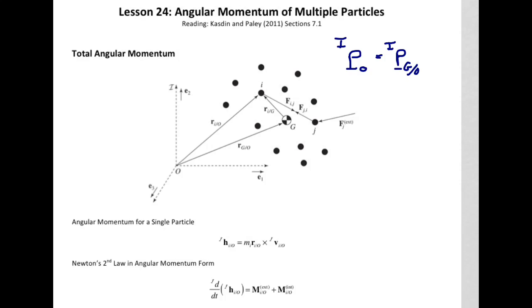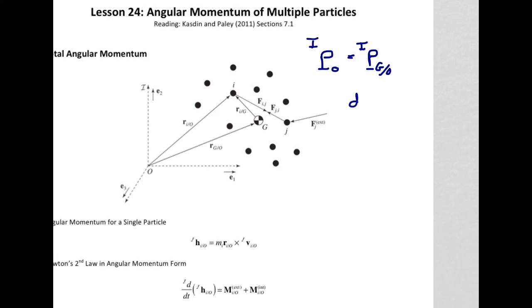Most notably, when we take the time derivative of the linear momentum of the center of mass, that's equivalent to the sum of our external forces on the entire system. And so we get to ignore all of the internal forces in any of the interactions.